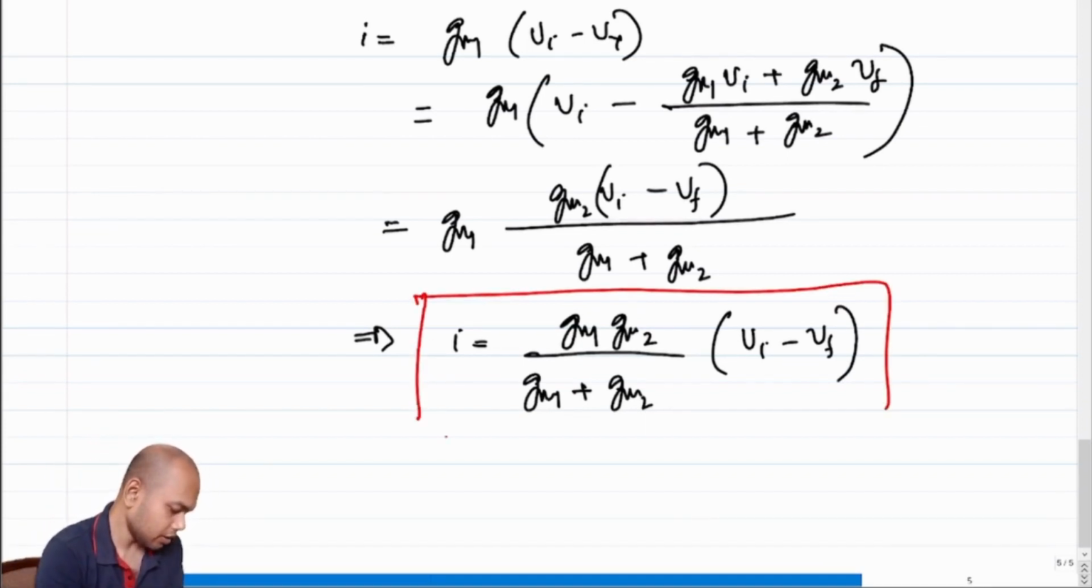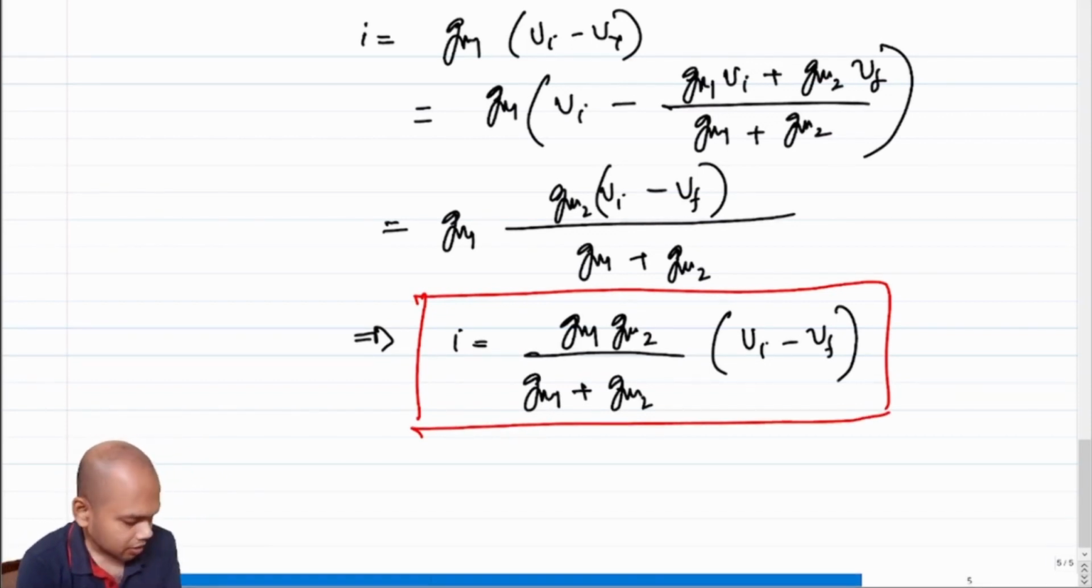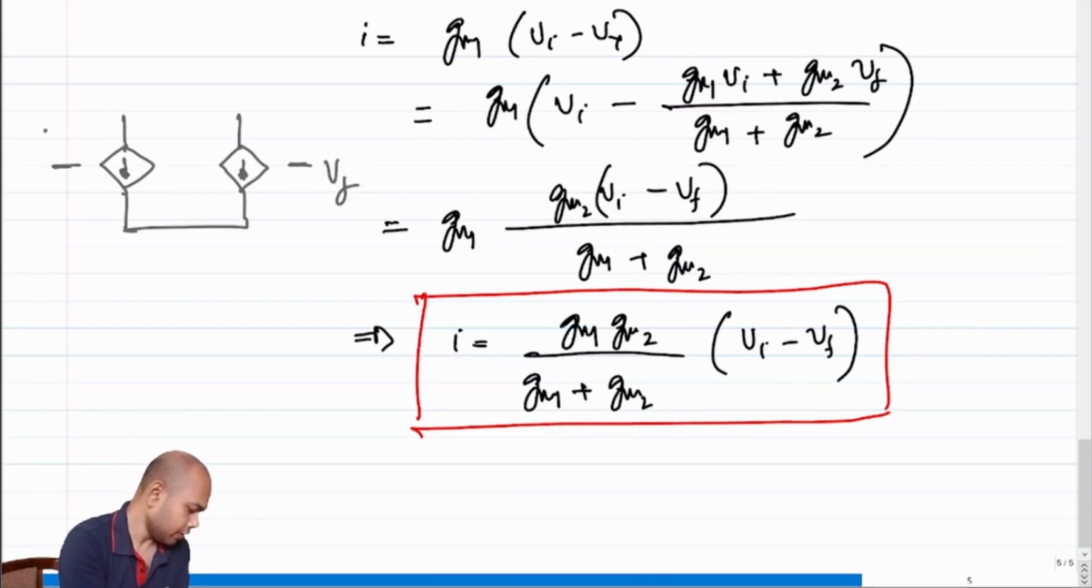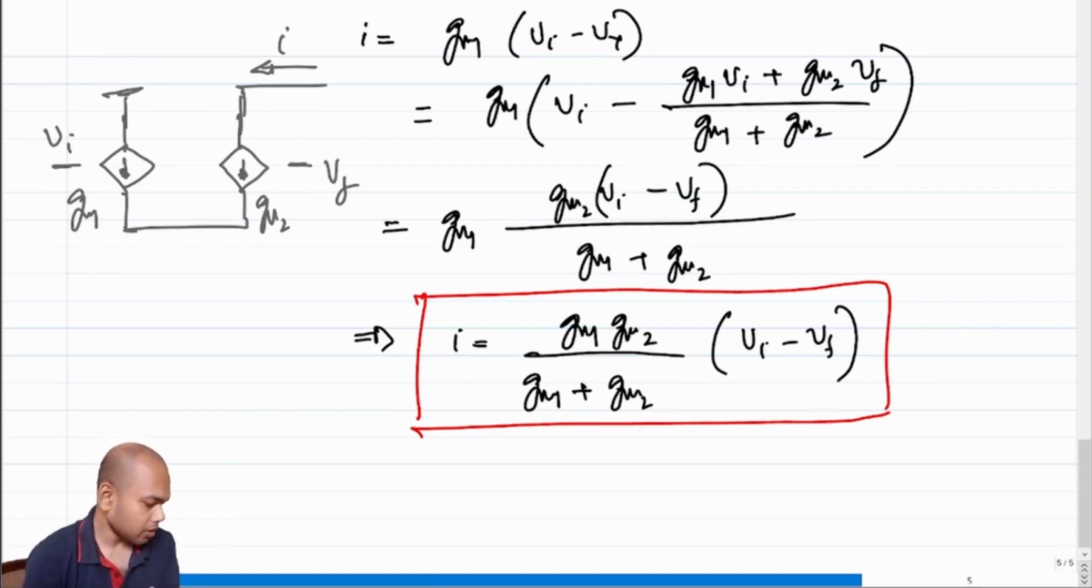Okay, so this is a crucial outcome, and let's ponder over this for a moment, right? So what is this telling us? This is essentially telling us that this contraption that we have just designed, this is VF and this is VI, right, and this is grounded and something is connected at the load side of the second transistor, and this is GM1, this is GM2. So the short circuit current that I am drawing from this is equivalent to the difference between the two voltages VI and VF multiplied by some factor which is some equivalent transconductance.